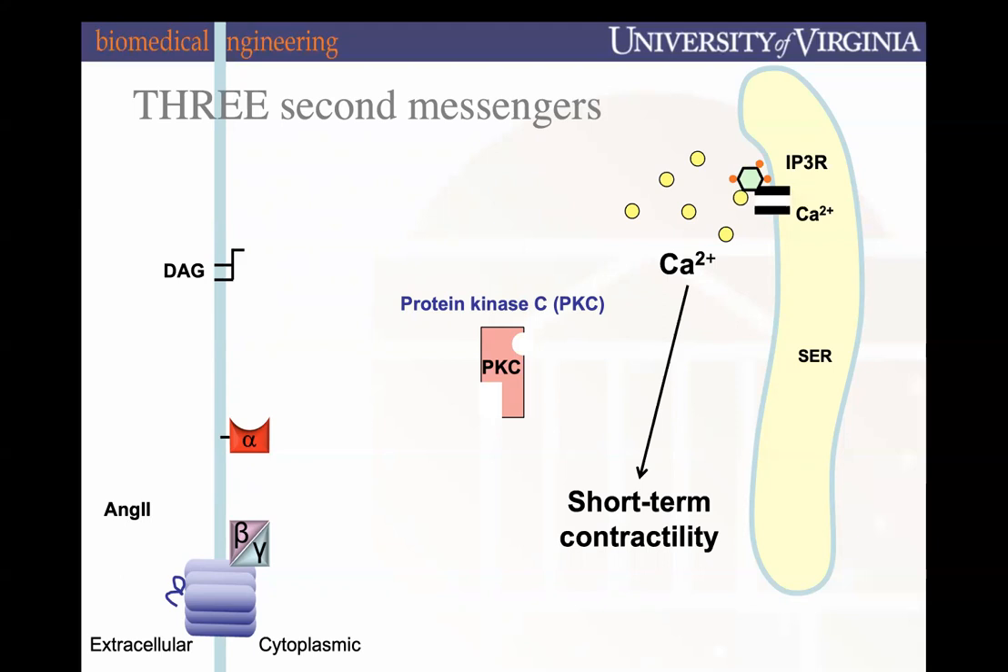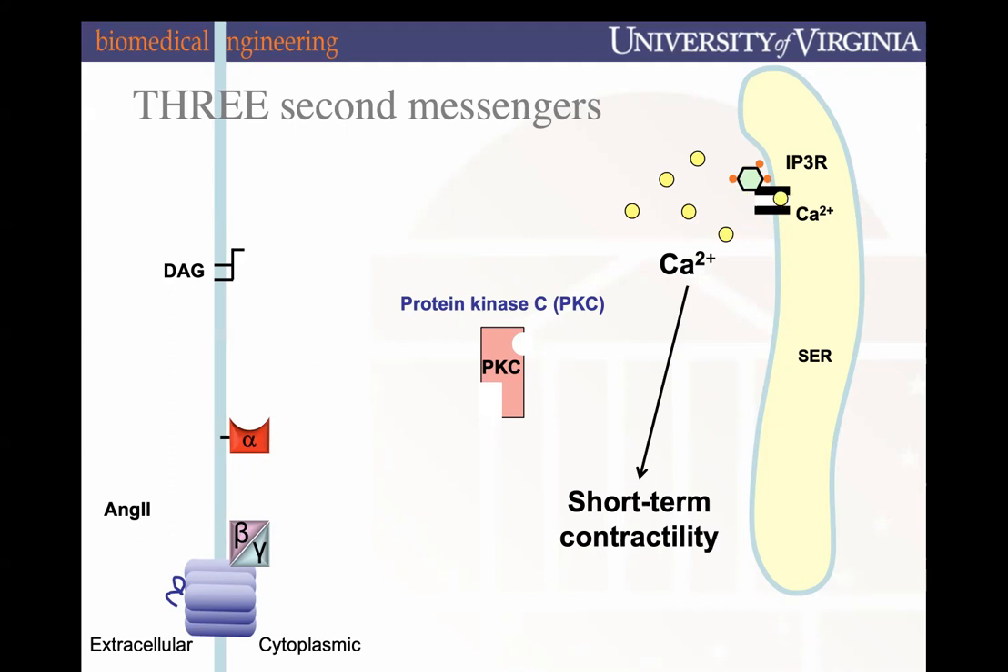IP3 will bind to an IP3 receptor on the membrane of the smooth ER, and that'll open up a calcium channel to promote the release of calcium into the cytoplasm that is then used for the regulatory light chain of myosin to become phosphorylated and promote contraction.